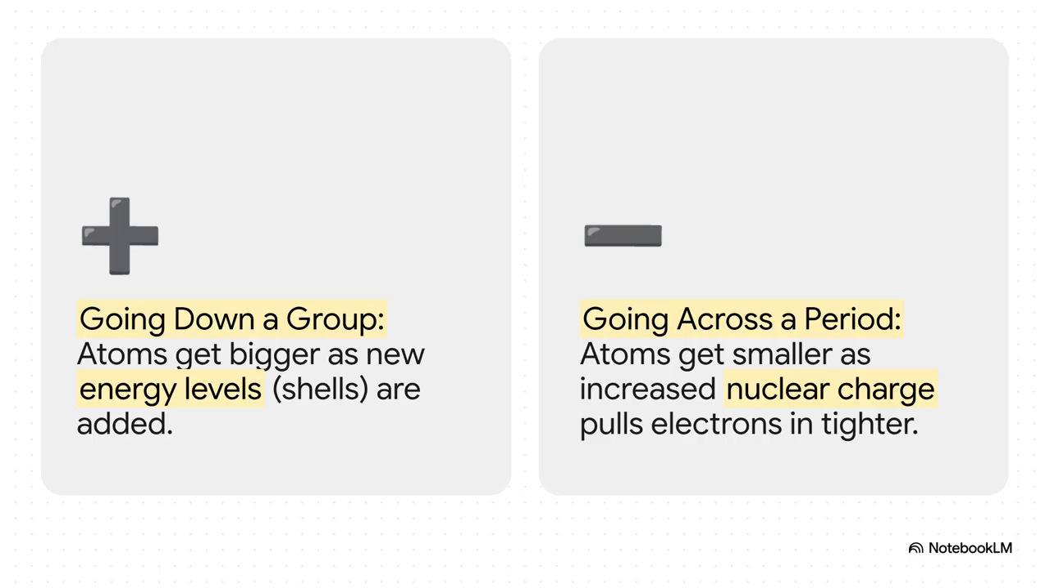First, as you go down a column, atoms get bigger. This makes sense, right? You're adding whole new layers of electrons, new shells. It's like putting on another coat in the winter. You just get bigger. But now, here's the weird part. As you go across a row from left to right, the atoms actually get smaller. How? Well, you're adding more positive protons to the nucleus, which cranks up that gravity we just talked about, and it pulls all the electron shells in just a little bit tighter.